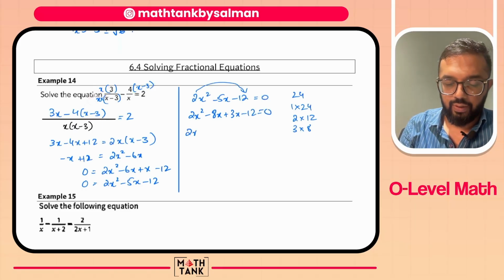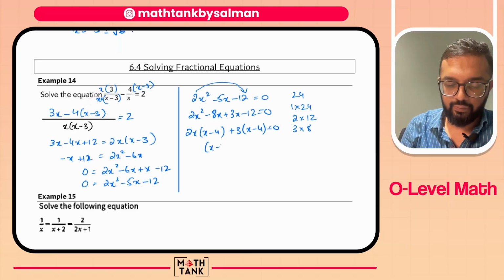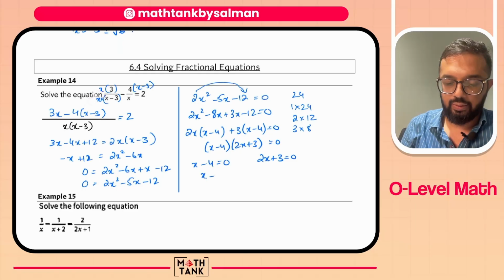So if I factor out 2x, I'm left with x minus 4, plus 3 times x minus 4. x minus 4 and 2x plus 3 are the two factors that I have. Either x minus 4 equals 0 or 2x plus 3 equals 0. x is therefore equal to 4, or x is equal to minus 3 over 2.